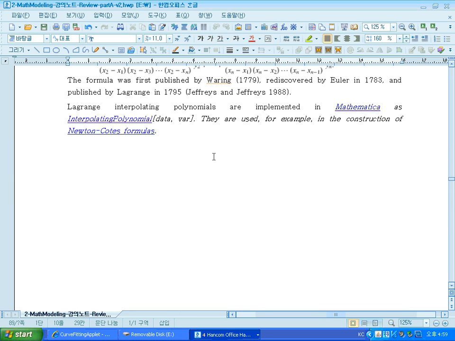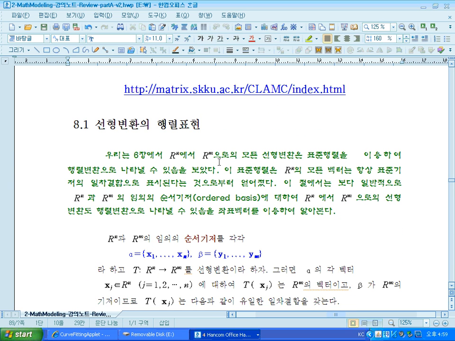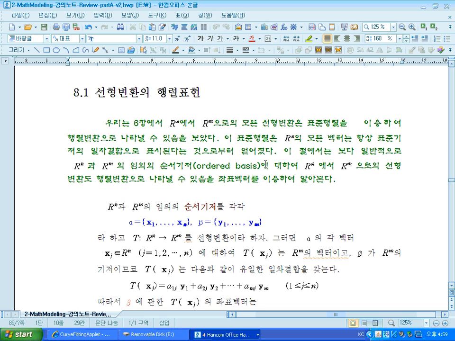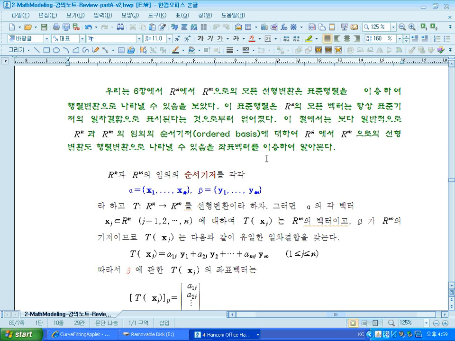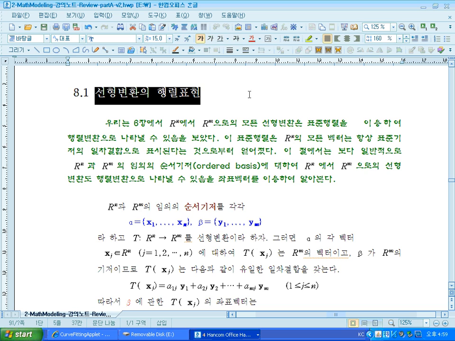So this is what you're supposed to know. And next, the matrix representation of linear transformation. You should know each linear transformation has a unique one-to-one correspondence to a matrix.